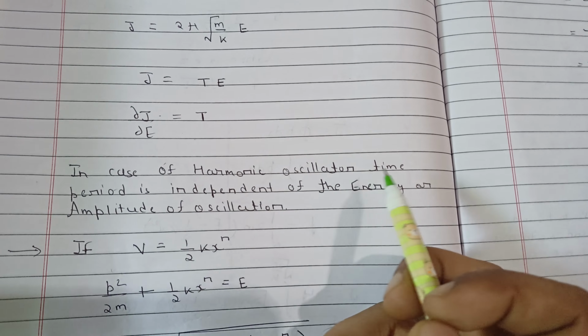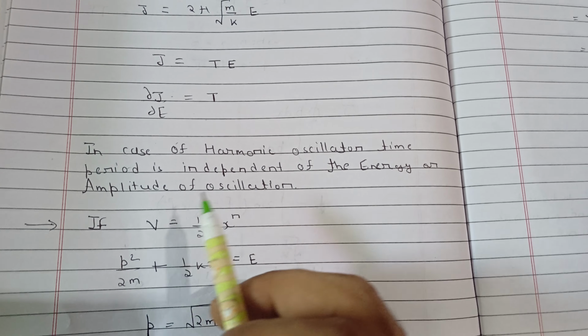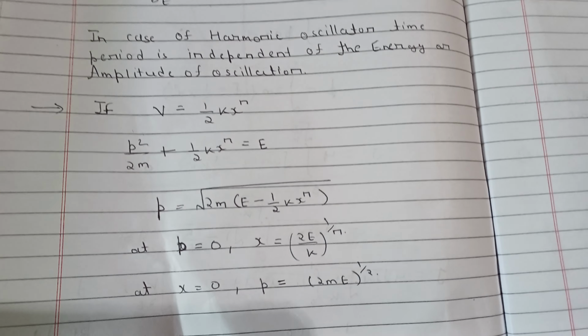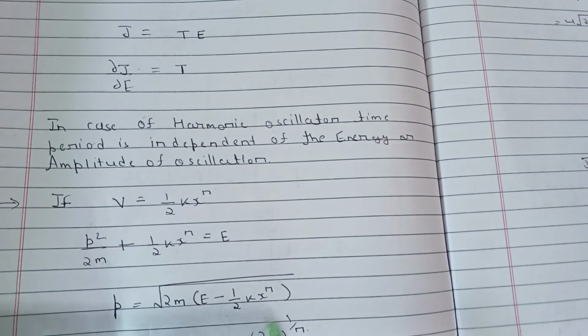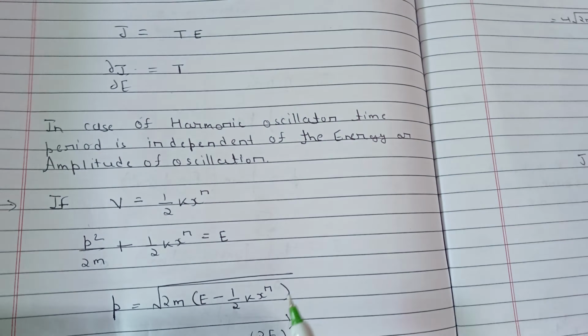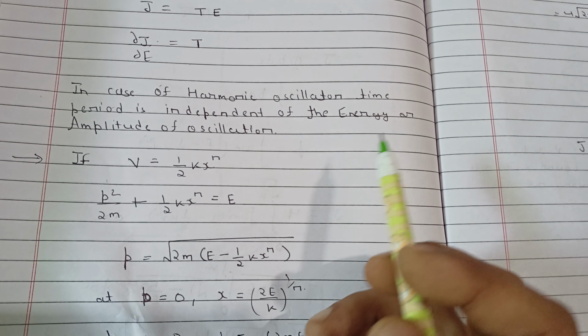So in case of a harmonic oscillator, the time period is independent of the energy or the amplitude of the oscillation. So that's how this proves the thing, because the time period is only T, independent of energy. But this won't be the case for different kinds of potentials. So we'll see the general case now.